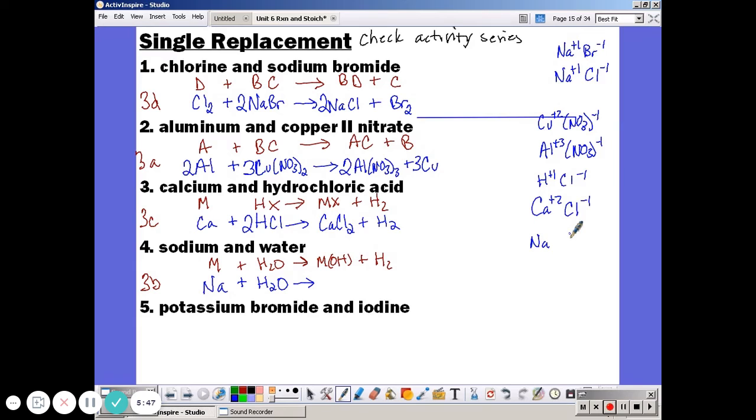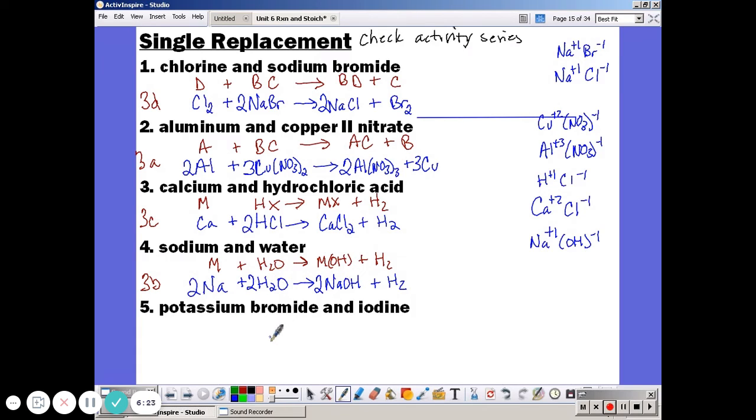Sodium has a charge of +1. Hydroxide has a charge of -1. Cross your charges, NaOH plus H2. So we have 1 Na, 1 Na, 3 hydrogens, 2 hydrogens. If I put a 2 here, that gives me 4 hydrogens. A 2 there would give me 4 hydrogens. 2 sodiums, 2 sodiums, 2 oxygens, 2 oxygens, it's balanced.